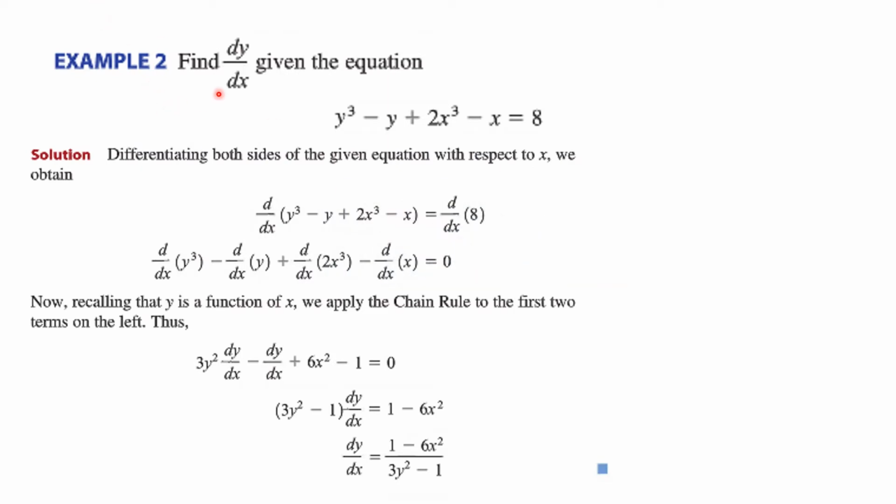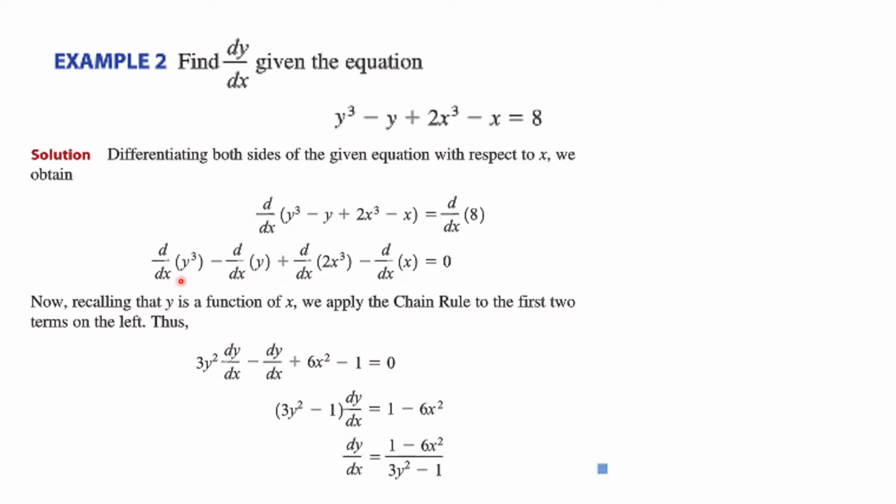So here's our second example. We're to find dy/dx for this function. Notice that there are a bunch of terms that have y in them, and we'll have to be careful with them. And when we take the derivative of 8, that's going to be 0. So we differentiate both sides of the given equation with respect to x, and we get 0. And we're taking the derivative of each term with respect to x.